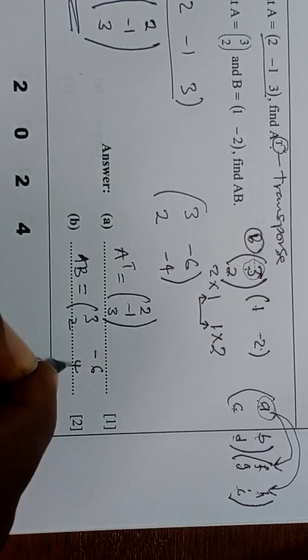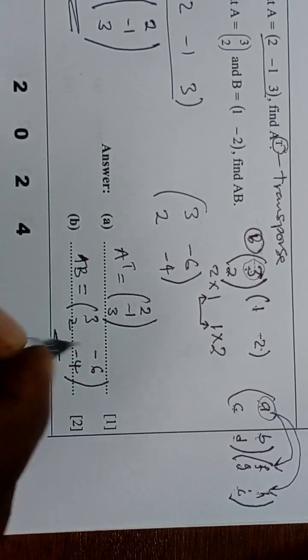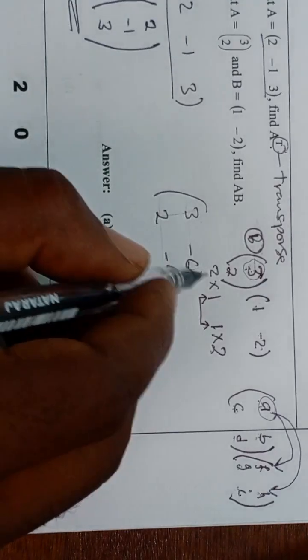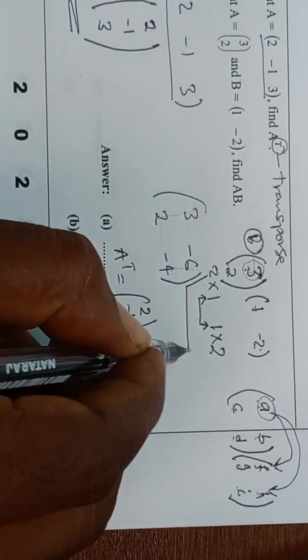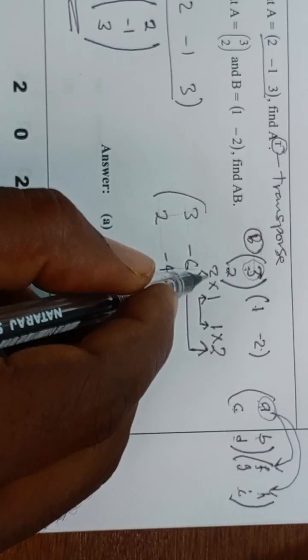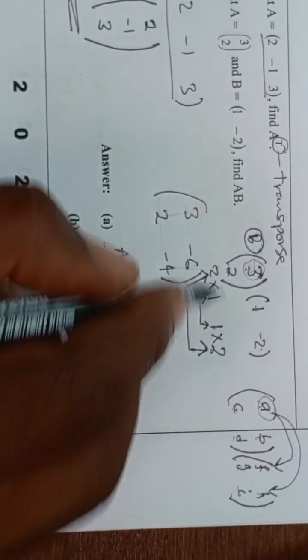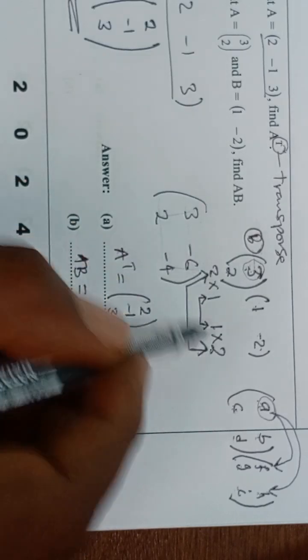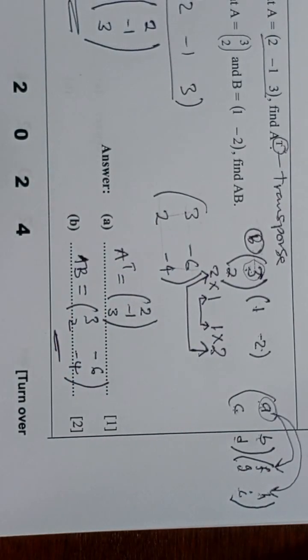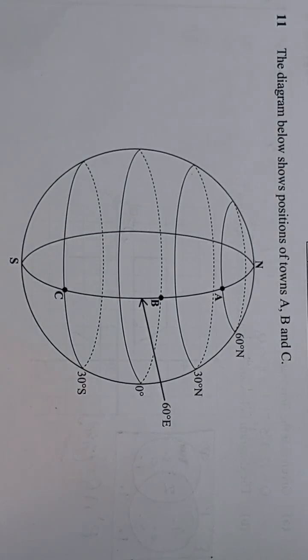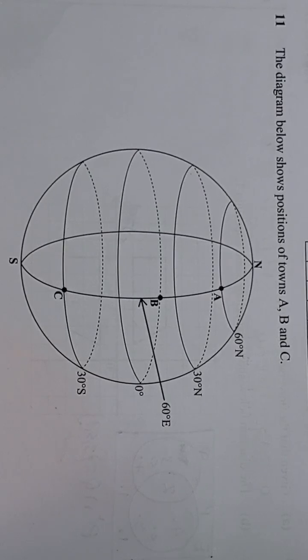-6, -4. So remember that this answer is a 2 by 2 matrix. So now this part will give us the order of the answer. So the order of the answer is a 2 by 2 matrix, and this is a 2 by 2 matrix.